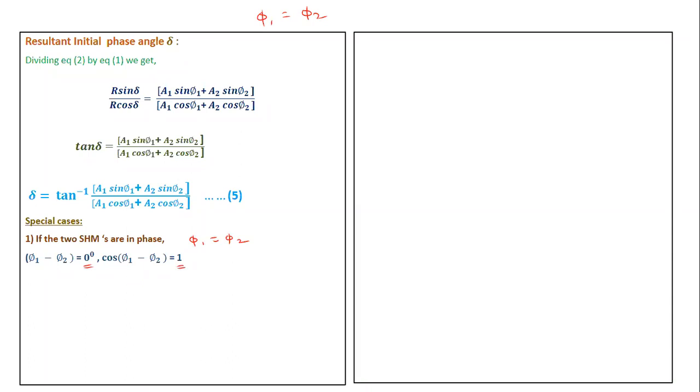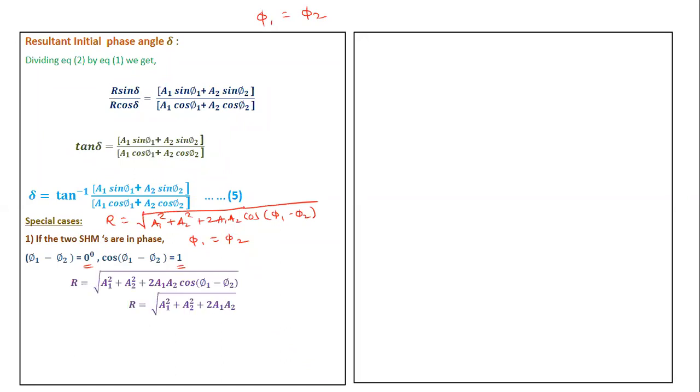Now let me substitute this in the formula of R. You know that R is equal to, in a root, a1 square plus a2 square plus twice a1 a2 cos of phi 1 minus phi 2. In this equation we have to substitute. After substitution we get this formula: root of a1 square plus a2 square plus twice a1 a2. Now this is the expansion of a bracket a1 plus a2 bracket square.